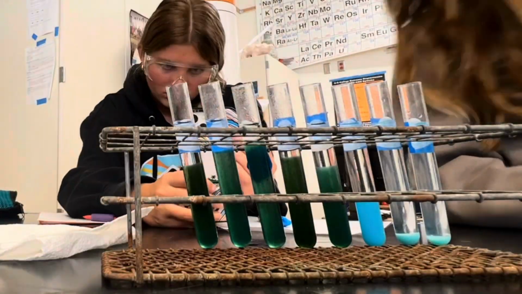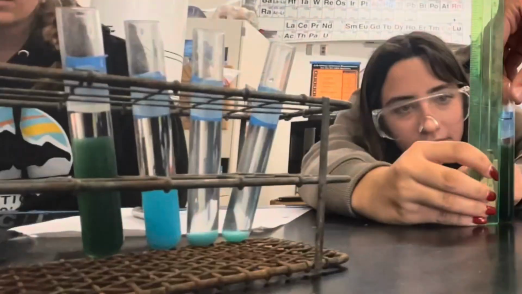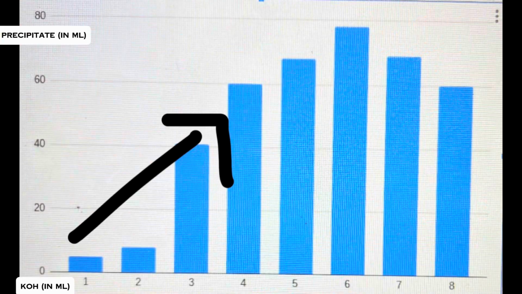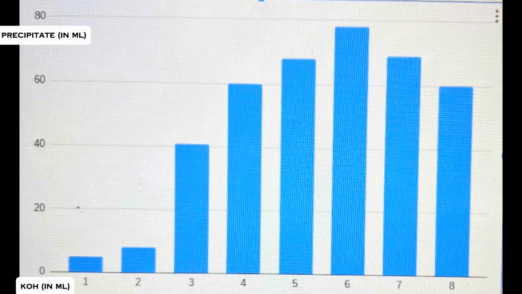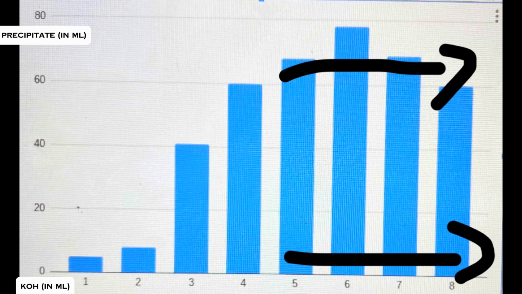We observed that in test tubes 1 through 4, the KOH is the limiting reactant portrayed by the growing levels of precipitate that mirrors the added level of KOH. In test tubes 5 through 8, the limiting reactant is the CuSO4 because the amount of precipitate stays the same even though the amount of KOH continues to rise.